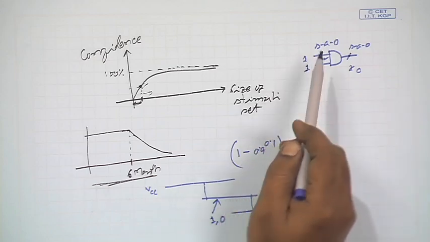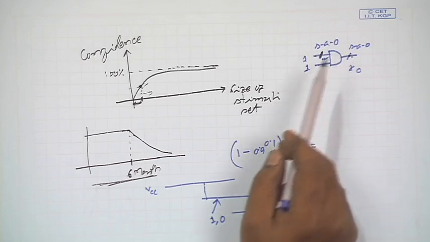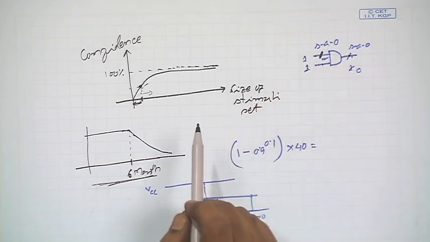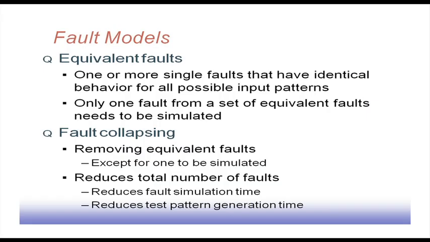Now, for both faults, this line stuck at 0 and that line stuck at 0, the response of the AND gate is the same for all test cases. As a result, I cannot distinguish between these two faults. The same is true for the other input as well. So one or more single faults that have identical behavior for all possible input patterns become equivalent faults. We cannot have a test generation process that can distinguish between them, so from this entire set I need to consider only one fault, knowing that all the others are equivalent. They need not be tried out.